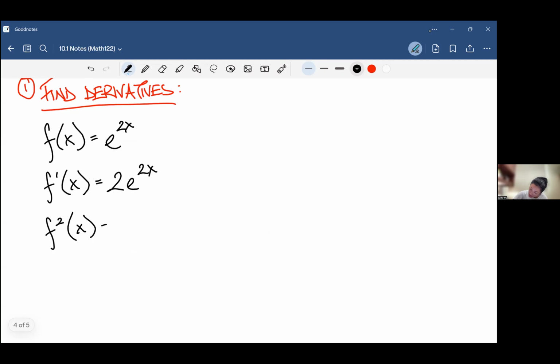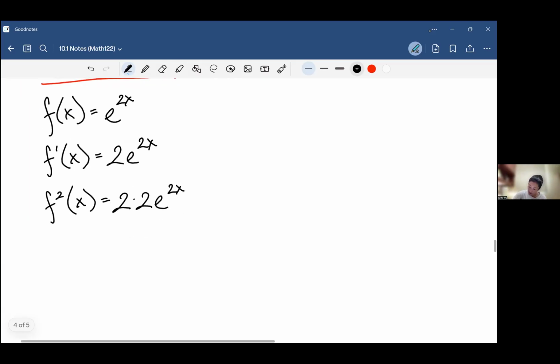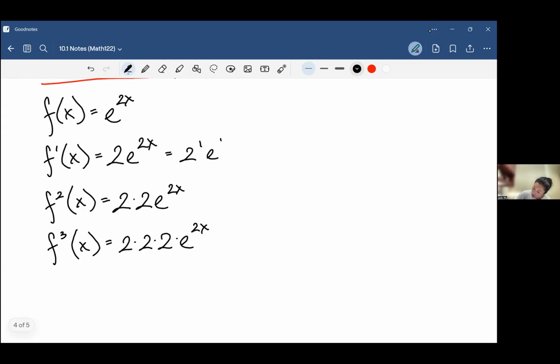f double prime of x, my second derivative, is going to be the 2e to the 2x, and then I'm going to have to multiply by the 2 again. So that's going to give me 2 times 2 e to the 2x. And f triple prime of x is going to be 2 times 2 times 2 e to the 2x. And maybe I can start to see these patterns. This is really 2 to the first e to the 2x, 2 to the second e to the 2x, 2 to the third e to the 2x, and this first one is technically 2 to the 0 e to the 2x, okay?